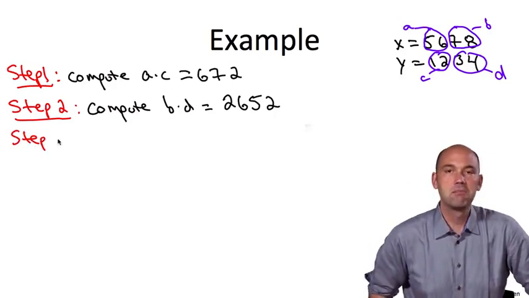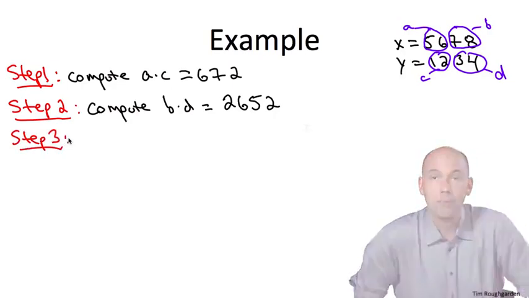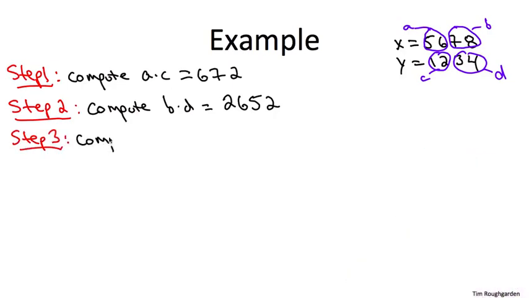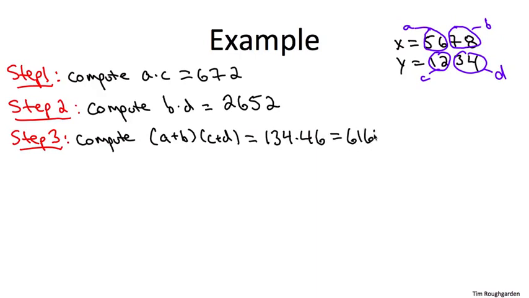Next, I'm going to do something even still more inscrutable. I'm going to take the sum of a and b, I'm going to take the sum of c and d, and then I'm going to compute the product of those two sums. That boils down to computing the product of 134 and 46, namely 6164.